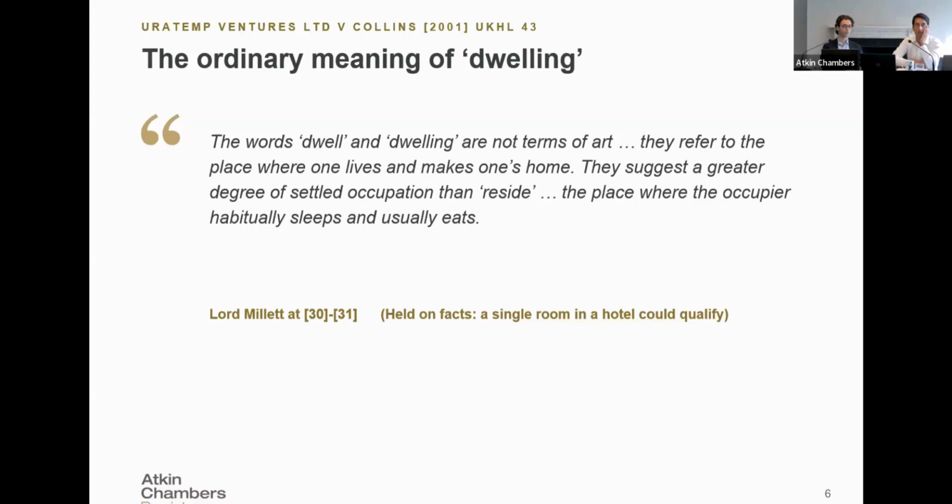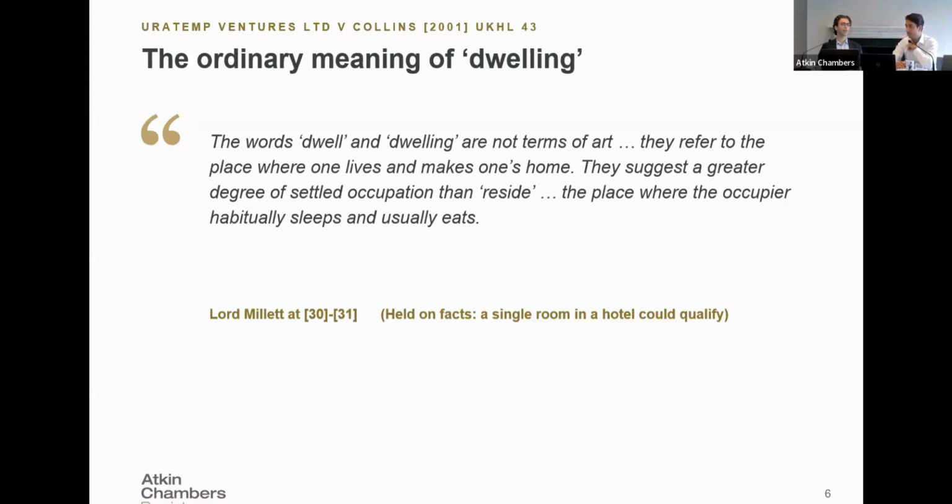And again, they applied dwelling to mean a place where someone sleeps and usually eats. So question whether you actually need kitchen facilities, but if you've got a bed and you live there, you're returning to that place as your center of existence, then that's what the House of Lords here was saying a dwelling would be. And on the facts, they held that a single room in a hotel occupied on a long-term basis could qualify as a dwelling, even where Mr. Collins didn't have facilities for cooking.